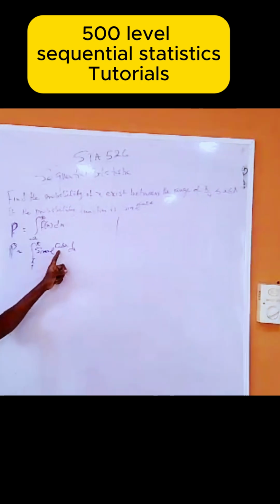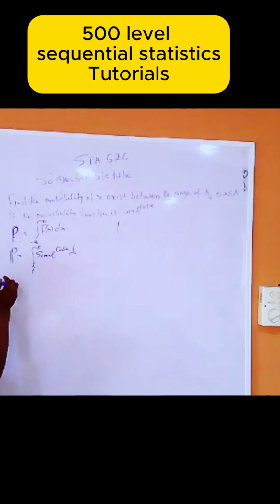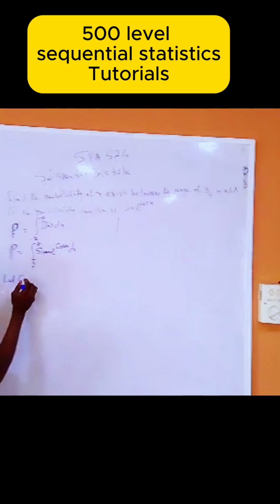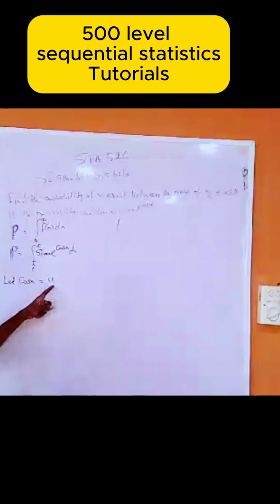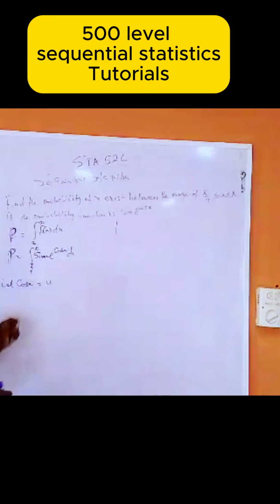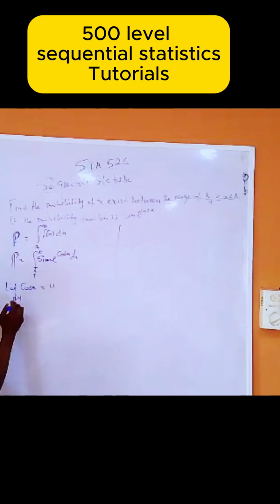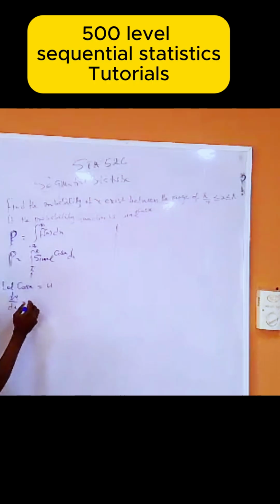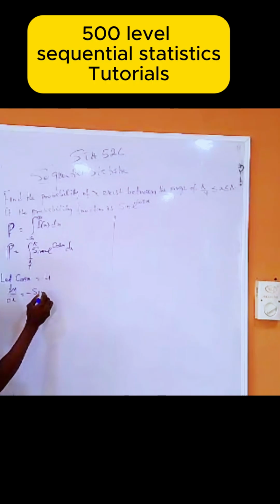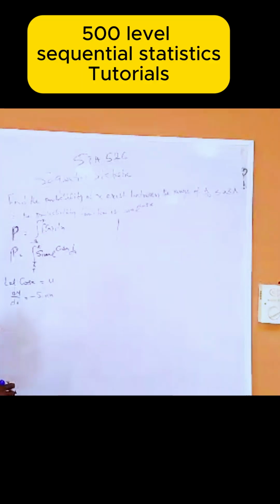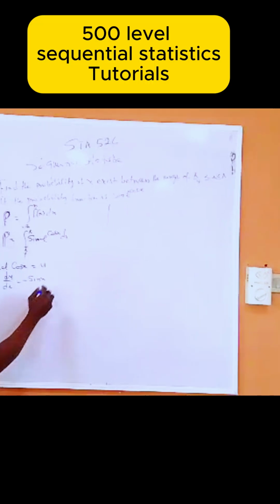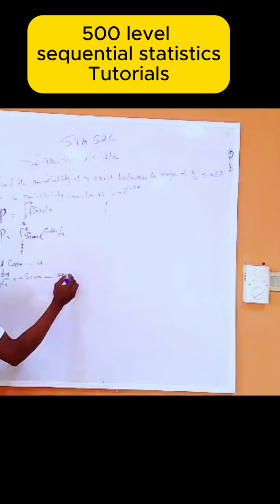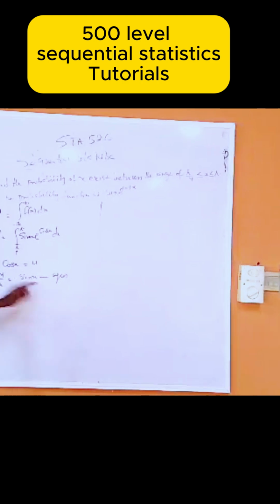Now, we can say let sine x equal to u. We assume that our sine x is equal to u. Now differentiate u. We say du over dx gives us cos x. So that's what we get. So we now make dx the subject of formula for this particular equation. Call this equation star.